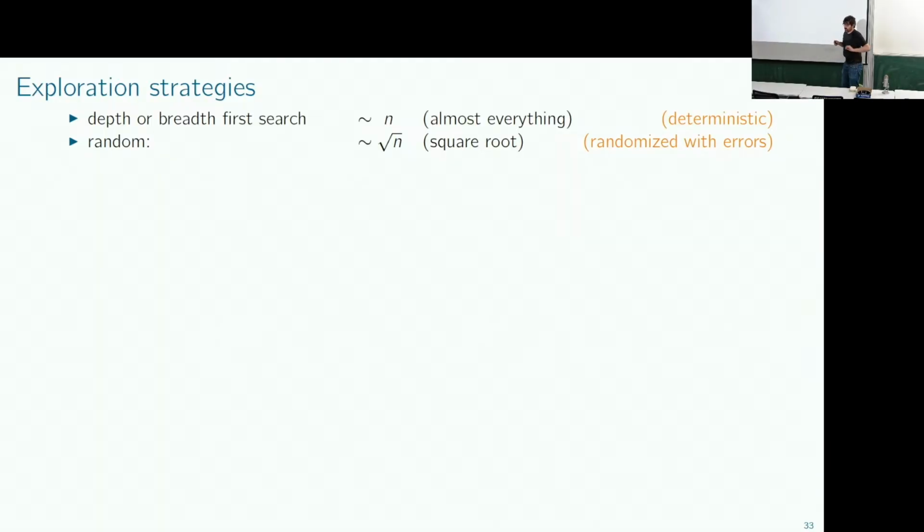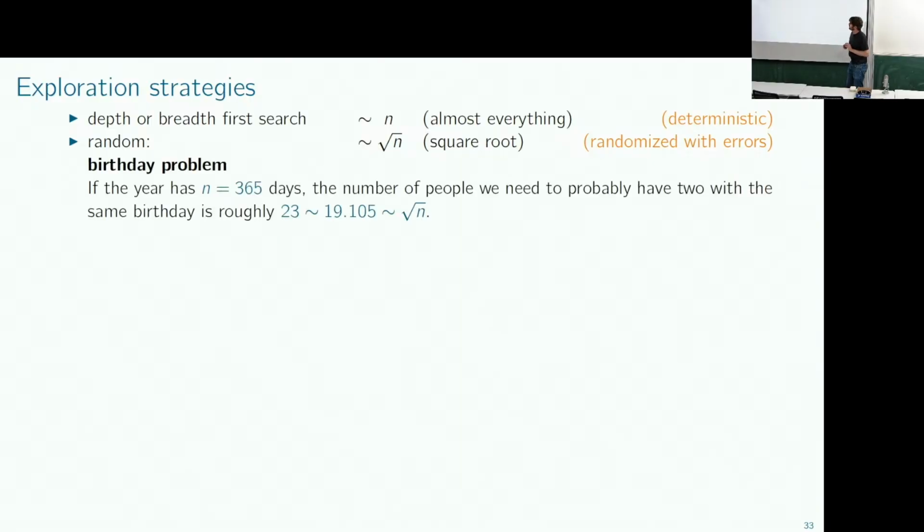So it's random sampling, and it turns out to be related to the birthday problem. If the year has 365 days, then the number of people we need in a room for the probability to be high that at least 2 people have the same birthday is roughly square root of n. So it turns out to be 23, and that's just a rounding small number problem. It's actually square root of n. It grows like square root of n.